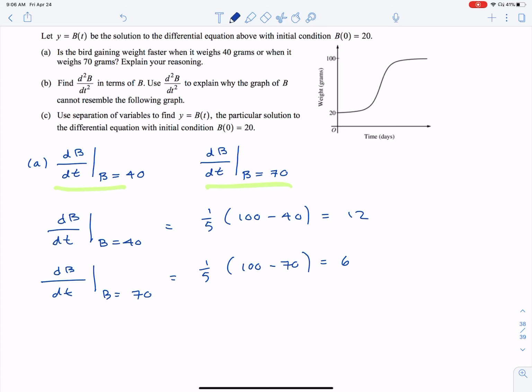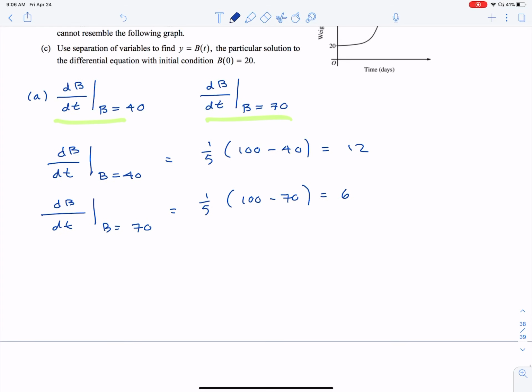So let's put that together as a statement. So what I'm going to do is I'm going to take these two things and I'm going to say, hey, look, this is bigger than that, right? The rate of change when it's gaining 40 is greater than when it's gaining 70. I've already shown my work. So, and my conclusion is, therefore, the bird is gaining weight faster when its weight is 40 grams.